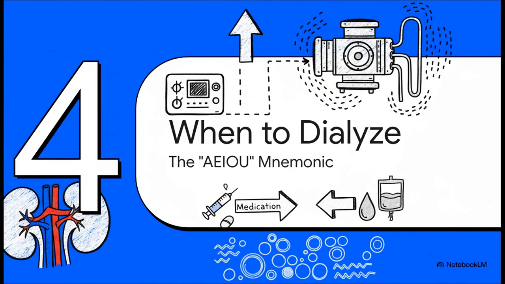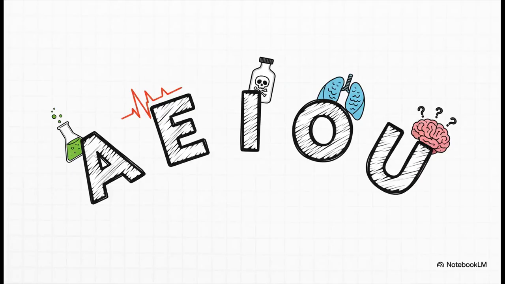And all of this leads us to the big question, the one we've been building up to. When do you throw in the towel on medical management and say, okay, it's time to call for renal replacement therapy? It's time to start dialysis. Well, for this, there is an absolute classic high-yield mnemonic that you need to tattoo on your brain. It's AEIOU. It perfectly summarizes the 5 hard, absolute indications for starting urgent dialysis.